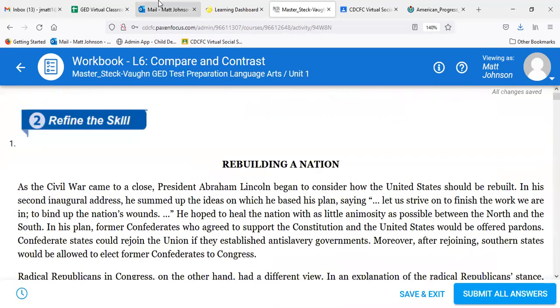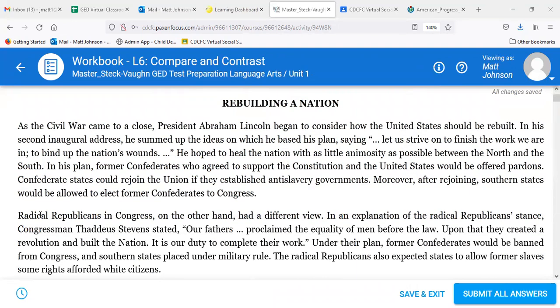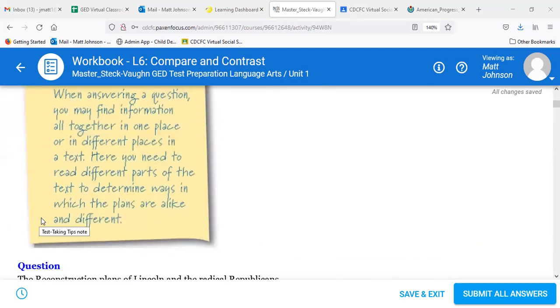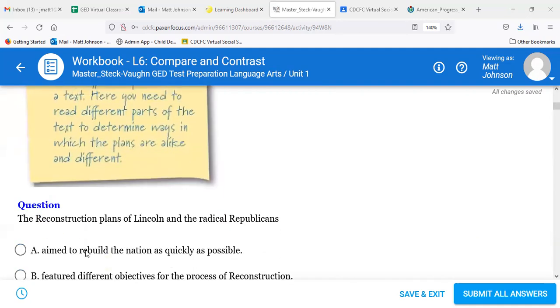All right, so we'll start the workbook. Same passage to start with here, and our little test taking tip. When answering a question, you may find information all together in one place or in different places in the text. Here, you need to read different parts of the text to determine ways in which the plans are alike and different. Like what I mentioned before, if you can read through a piece and quickly summarize it, who were the individuals being discussed, and what were the main points, that's basically how you can break it down.